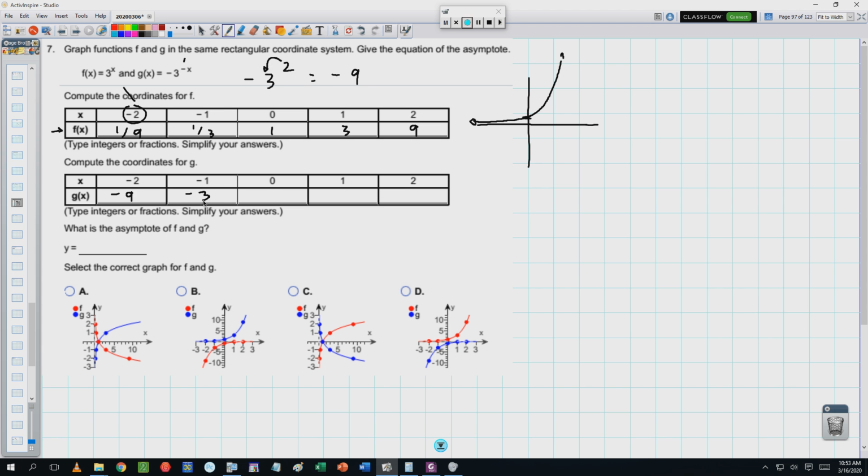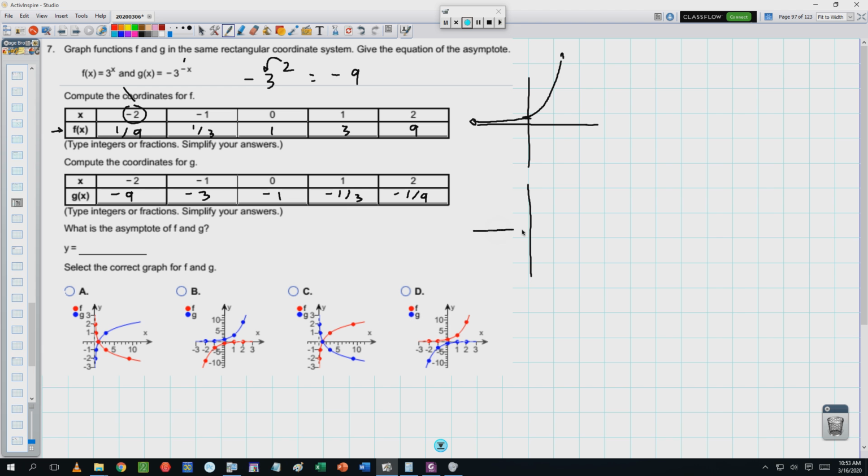0 goes in, makes it all 0. Negative 3 to the 0 will be negative 1. 1 goes in, negative 3 to the negative 1 will be negative 1/3. And a 2 goes in, we'll have negative 1/9.